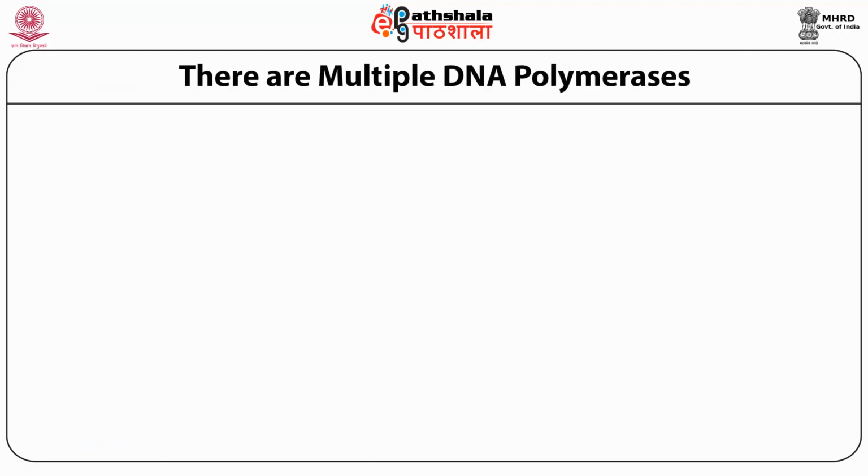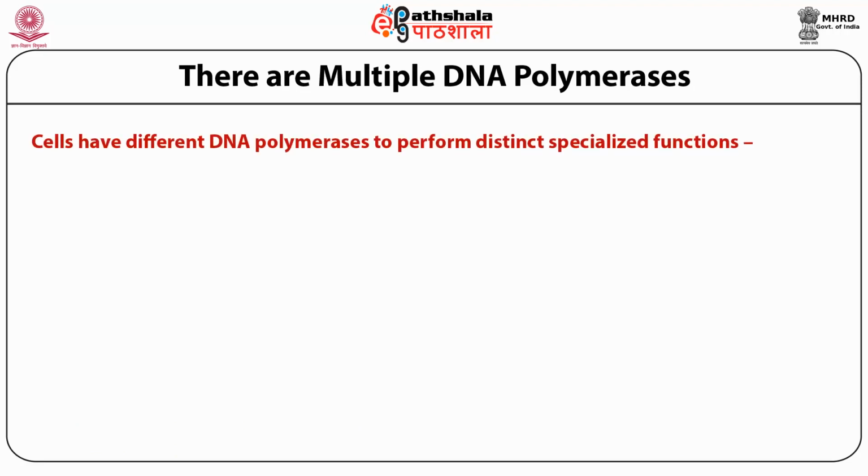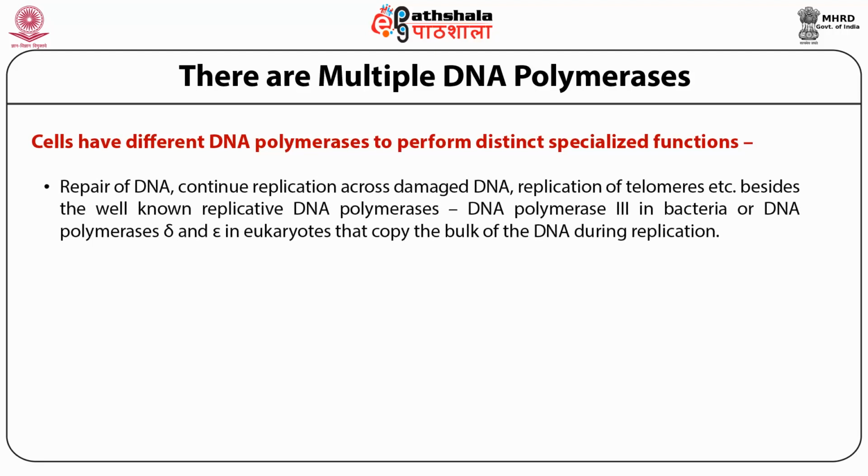There are multiple DNA polymerases. Cells have DNA polymerases to perform distinct specialized functions such as repair of DNA, continuing replication across damaged DNA, replication of telomeres, etc. Besides these are the well-known replicative DNA polymerases: DNA polymerase III in bacteria, or DNA polymerase delta and epsilon in eukaryotes, that copy the bulk of DNA during replication.